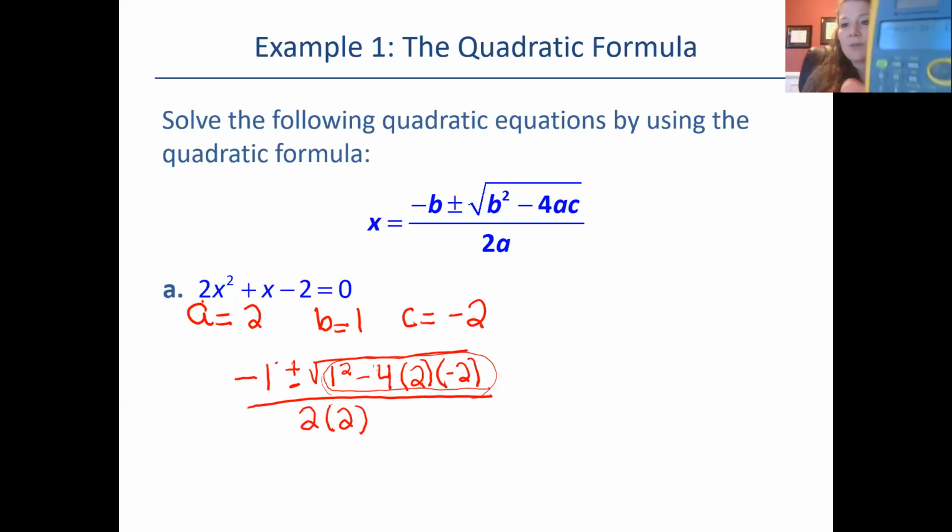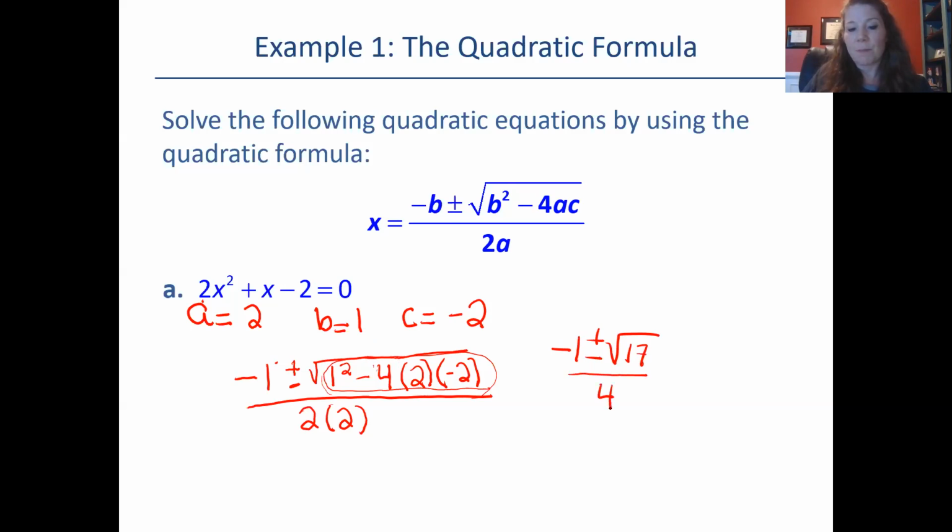So when I hit equals, what does it say? 17. So all of this under the radical is 17. So I'm going to write -1 plus and minus the square root of 17, over 2 times 2, which is 4.